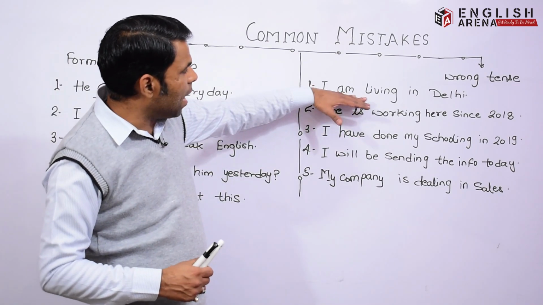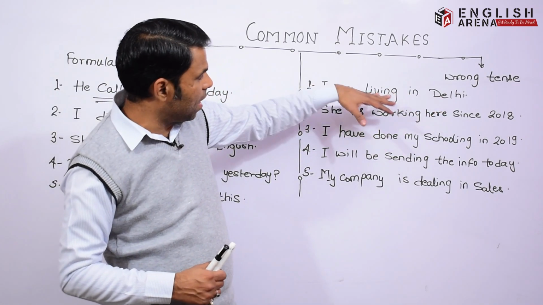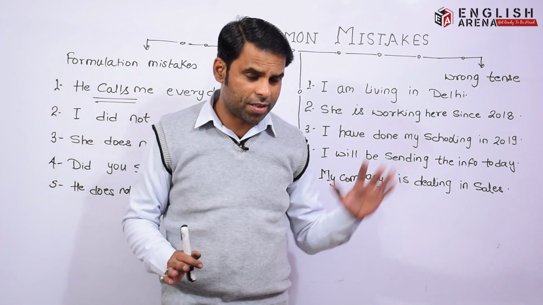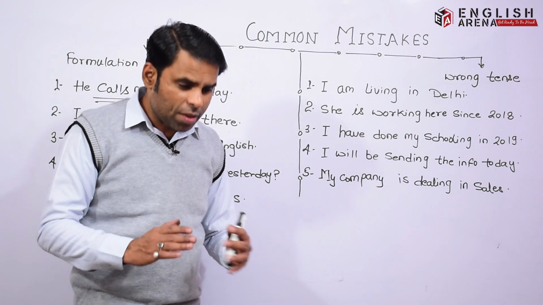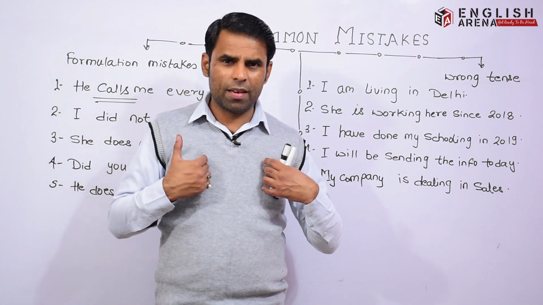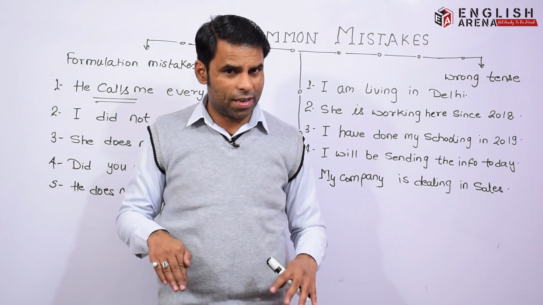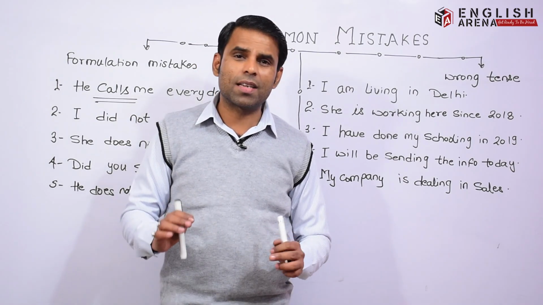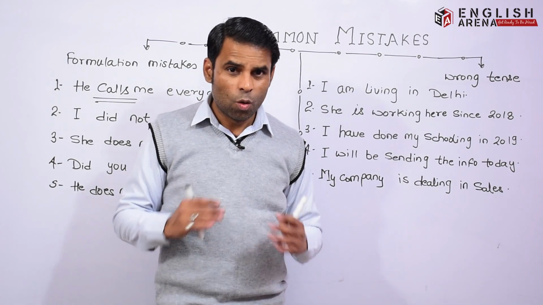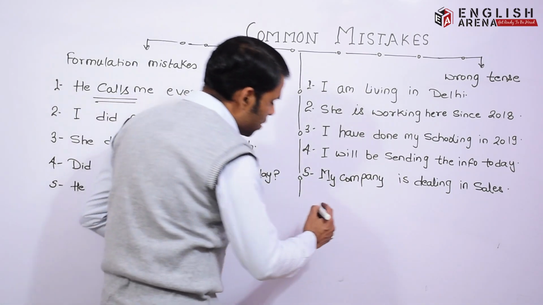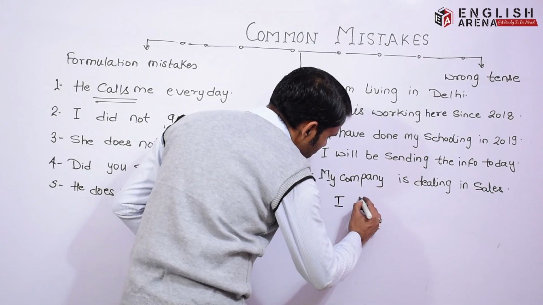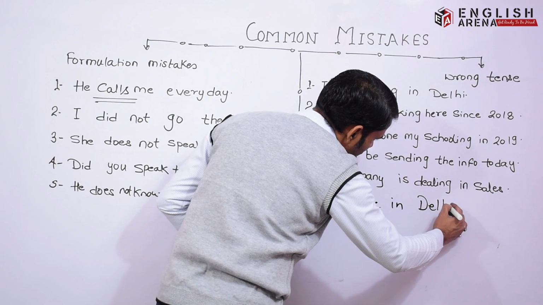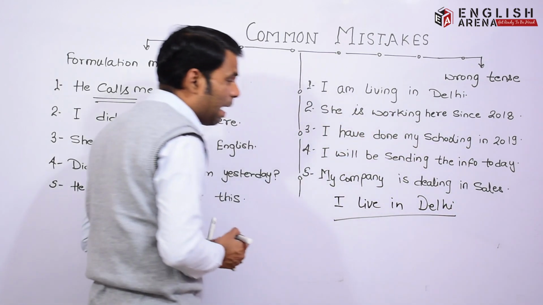So the sentence says I'm living in Delhi. The first sentence says I'm living in Delhi. The sentence is absolutely correct. There is no issue with the grammar, right? But let's take an example. You can take my example. I live in Delhi. I'm from Delhi. Now if I say I am living in Delhi, that is incorrect. What should be the right sentence? The right sentence should be I live in Delhi, not I am living in Delhi.